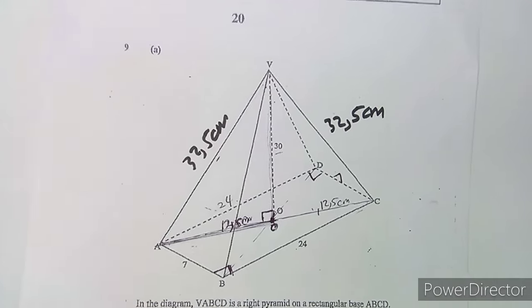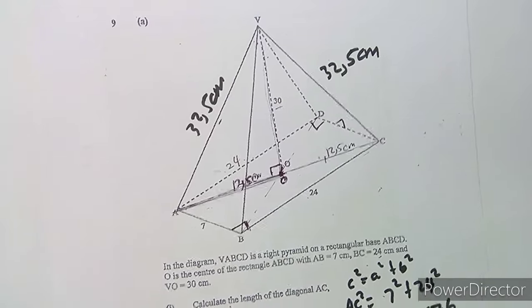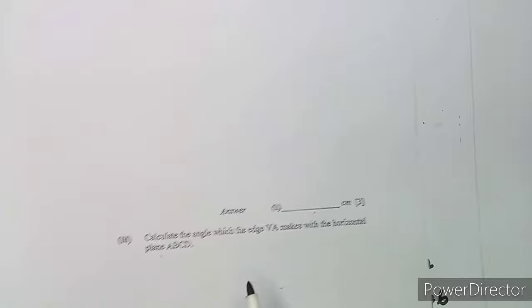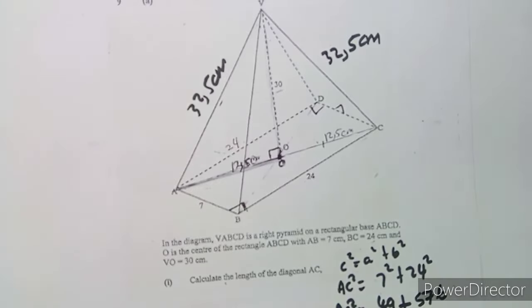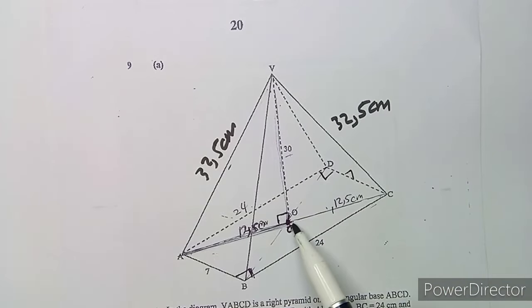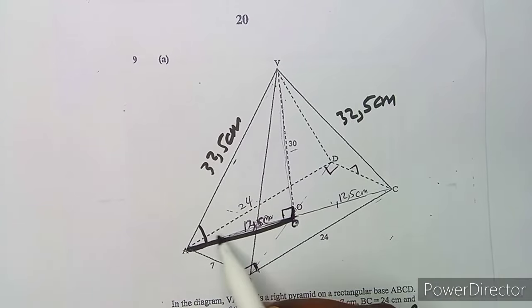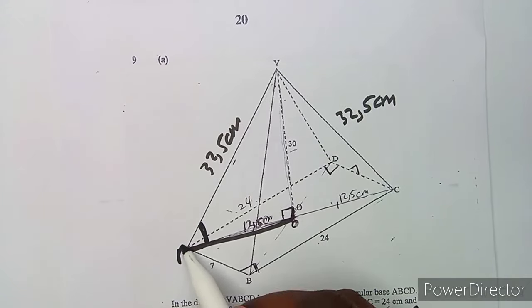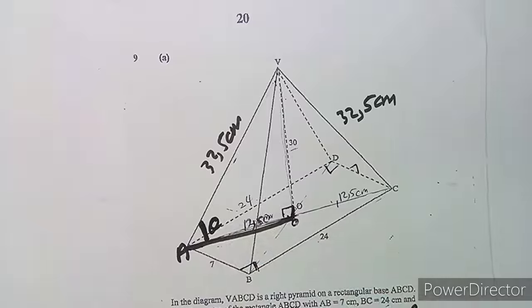So you see there are so many things that you actually have there. All right, anyways, let's see another part that we are asked to calculate, which is to calculate the angle at which VA makes with the horizontal plane ABCD. This is the VA that we just calculated, and it makes an angle with the horizontal at this point here, because this is the horizontal of the plane. That is where it makes an angle. So you need to calculate this angle, which is VAO, or VAC. So you can even put it as theta, just like that.